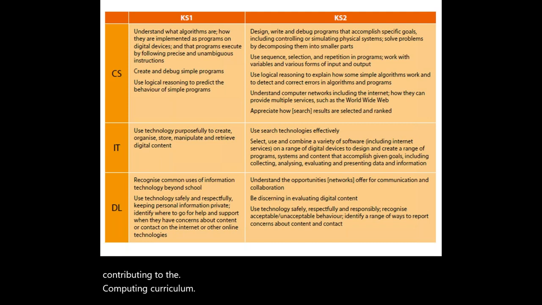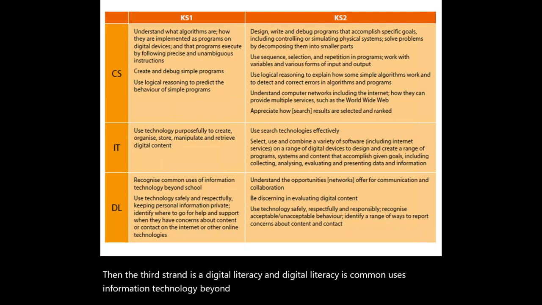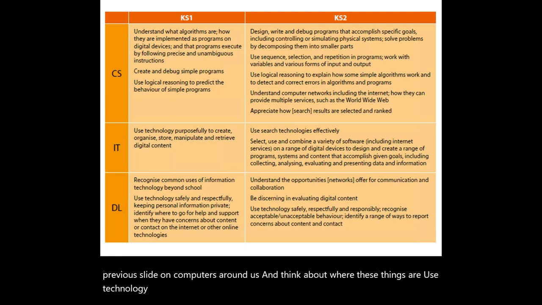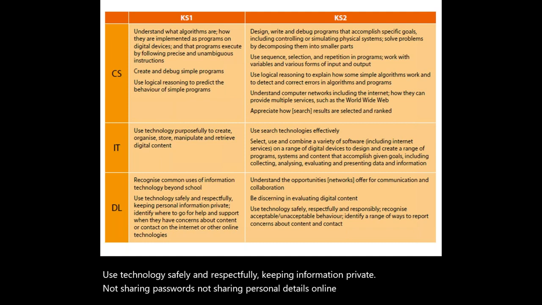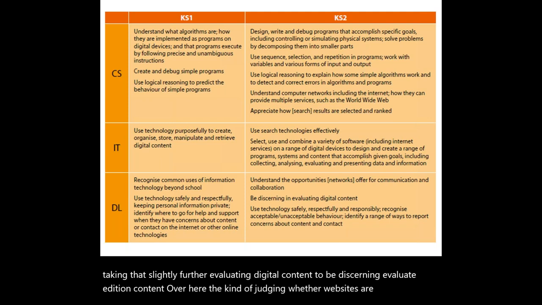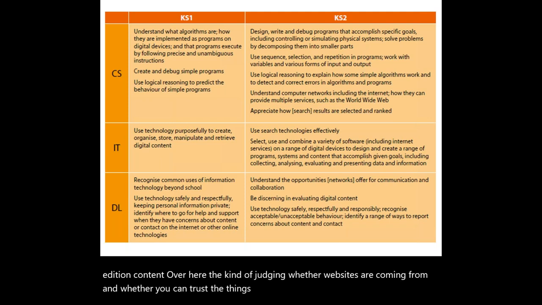Then the third strand is digital literacy, and digital literacy is common uses of information technology beyond school. So that's kind of what we just did with that previous slide on computers around us, and thinking about where all these things are. Use technology safely and respectfully, keeping information private, not sharing passwords, not sharing personal details online, and so on. And then taking that slightly further, evaluating digital content, to be discerning about it. The kind of judging where the websites are coming from and whether you can trust the things you read online. Just because it's on the internet doesn't make it true.